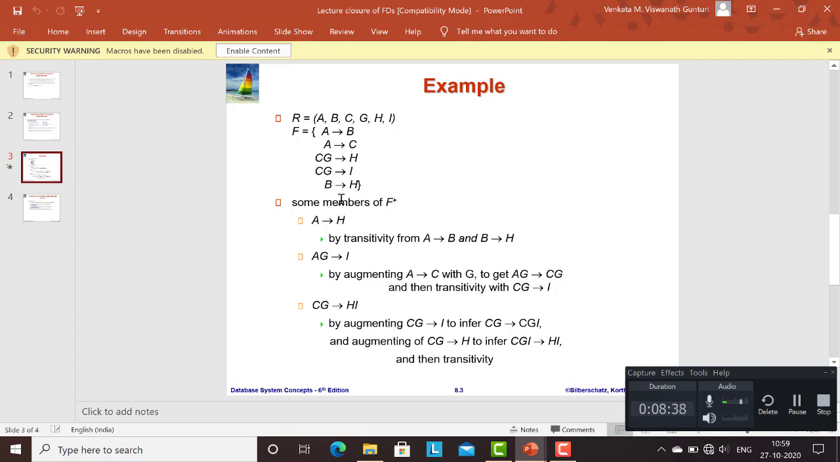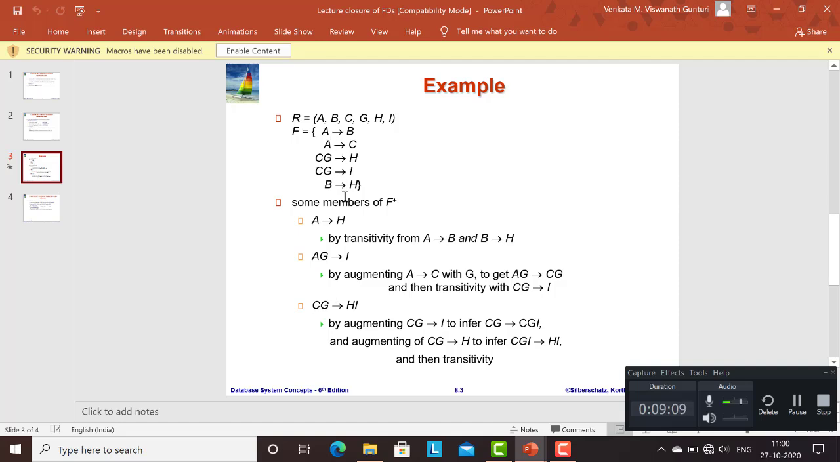So don't think that this is just theory and it has no value just because I'm doing some algebra here. It is very well connected with the real world. Okay, sorry. Now coming back to this video, right? So you have a relation A, B, C, G, H, I, and let's say these are the set of functional dependencies which hold on that relation, right? And it's just some examples of the other FDs which can be derived out of these, right?